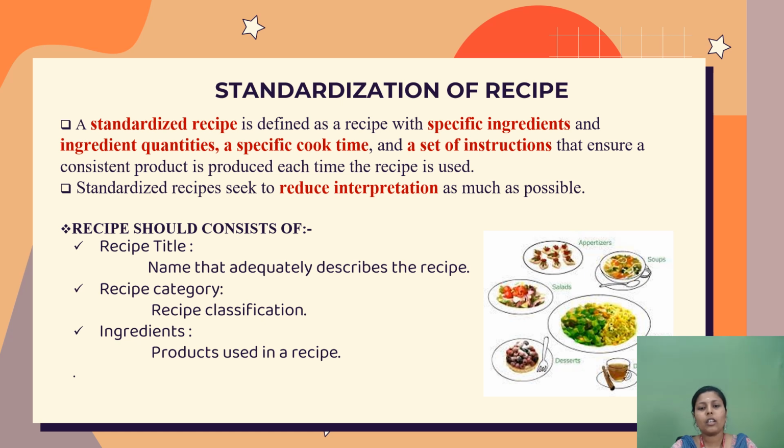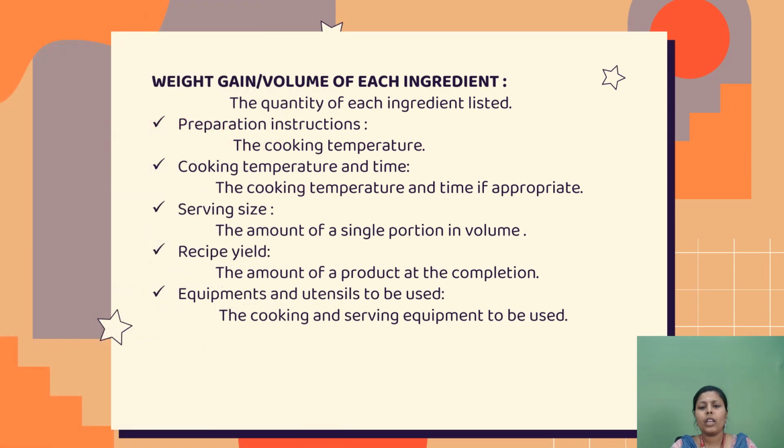A recipe should consist of recipe title, recipe category, ingredients, weight or volume of each ingredient, preparation instructions, cooking temperature and time, serving size, recipe yield, and equipment and utensils to be used.